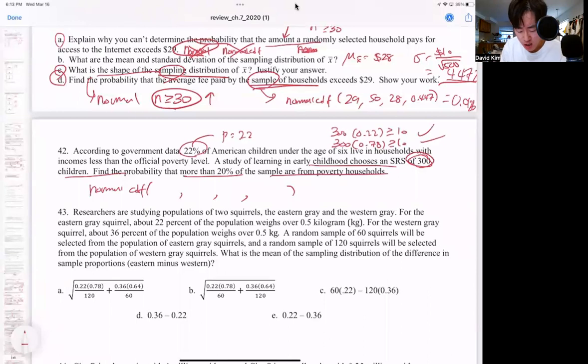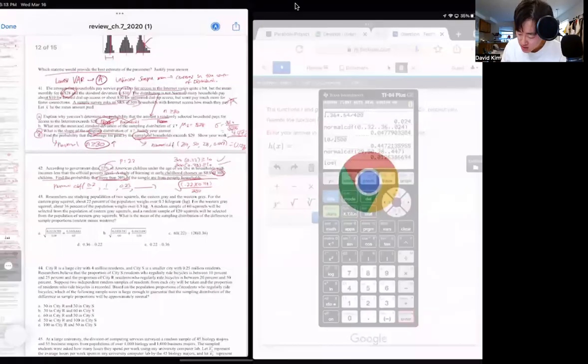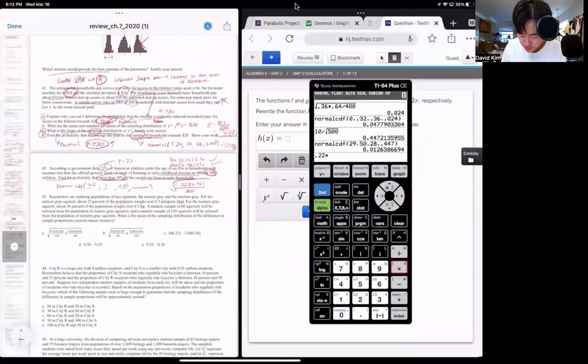So normal CDF of lower and upper boundary, we're talking about more than 20%. So 0.2, 1, 0.22, with the standard deviation of 0.22 times 0.78 over 300, and we're going to square root the whole thing to find the sample standard deviation. Square root of that. There we go. So 0.02391. So let's go to normal CDF once again. Lower is 0.2, upper is 1, 0.22, 0.02391, paste, bam.